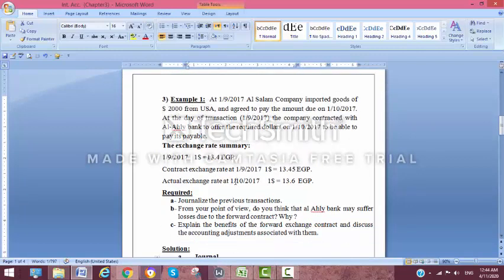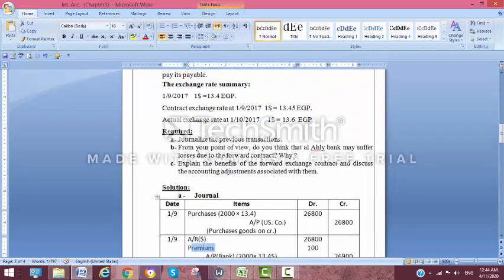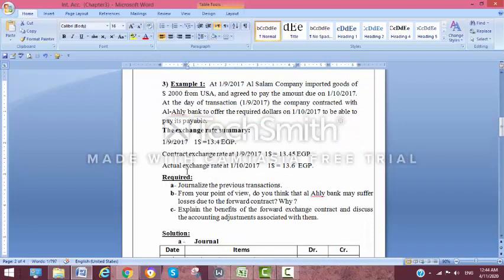After 1 month, in 1 October, what happened? The actual exchange rate on 1 October 2017 is $1 equals 13.6 Egyptian pounds. So what happened for now? The exchange rate changed from 13.4 to 13.6.